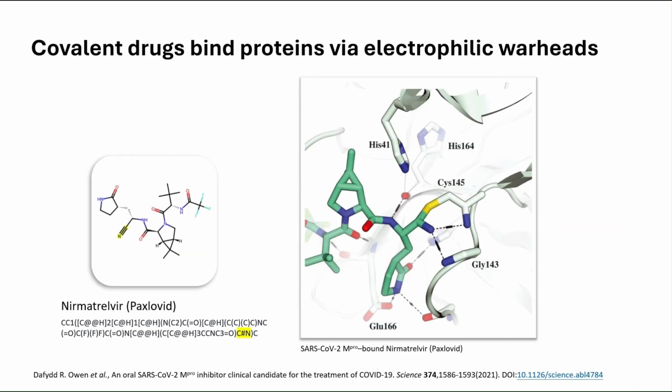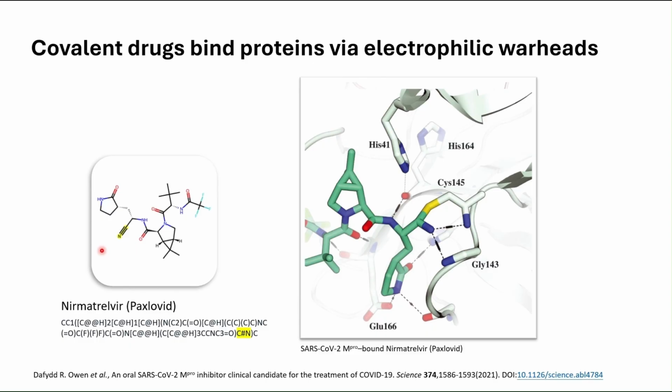In the covalent drug world, a warhead is usually an electrophile that forms a covalent bond with a target protein. In the previous slide, the EGFR inhibitor afatinib has an acrylamide-based warhead. Here we have another example, the COVID-19 treatment nirmatrelvir, or Paxlovid. Nirmatrelvir works by binding to the virus's Mpro protein via a nitrile group. In other words, the nitrile group is the warhead of nirmatrelvir.